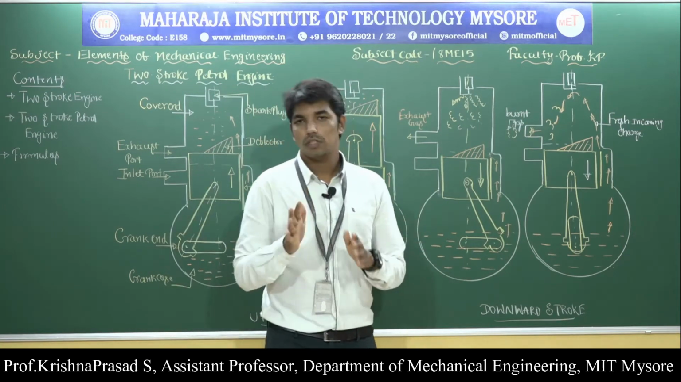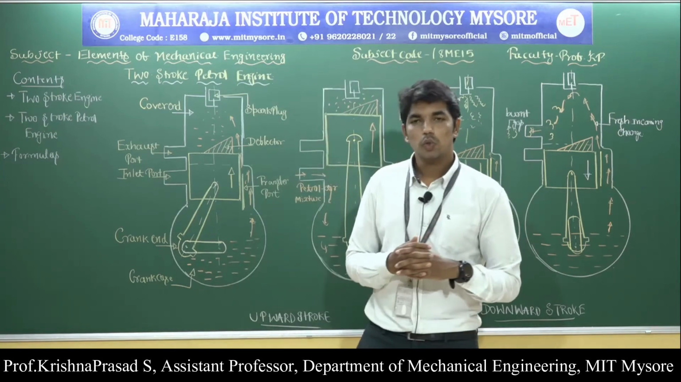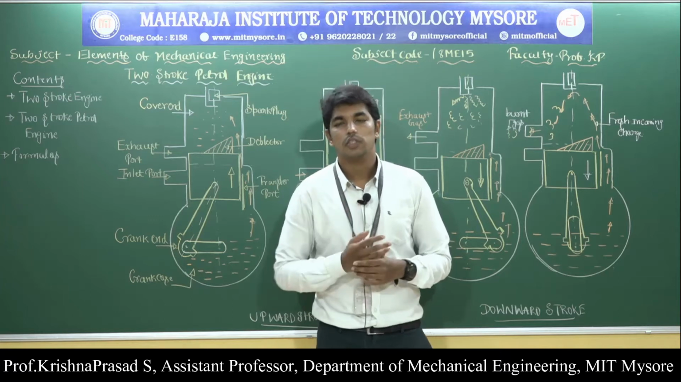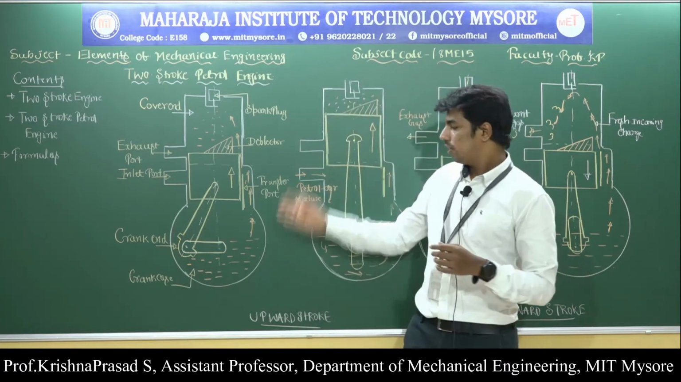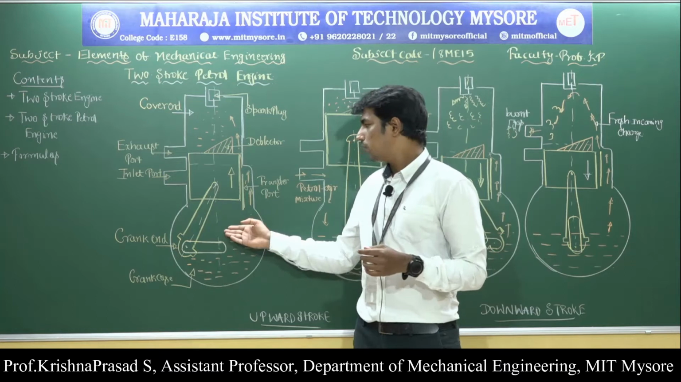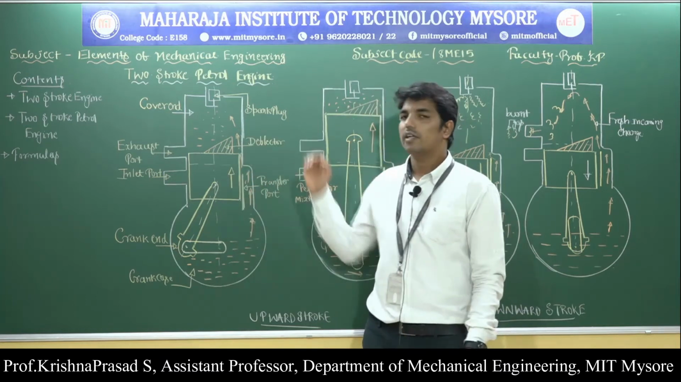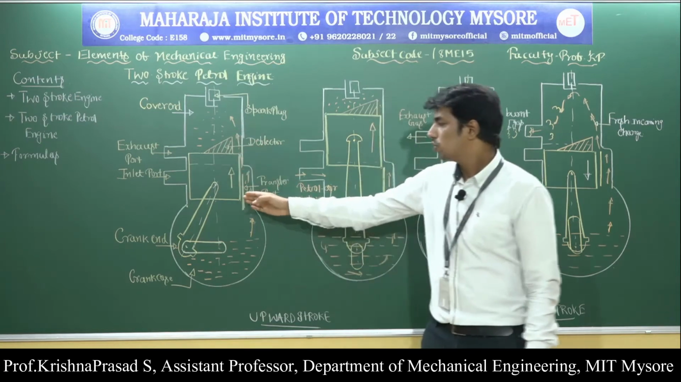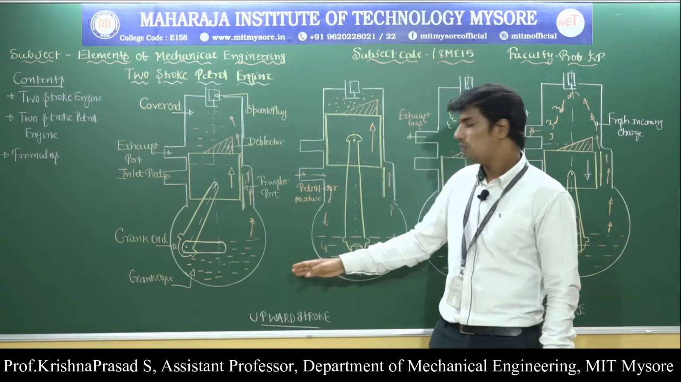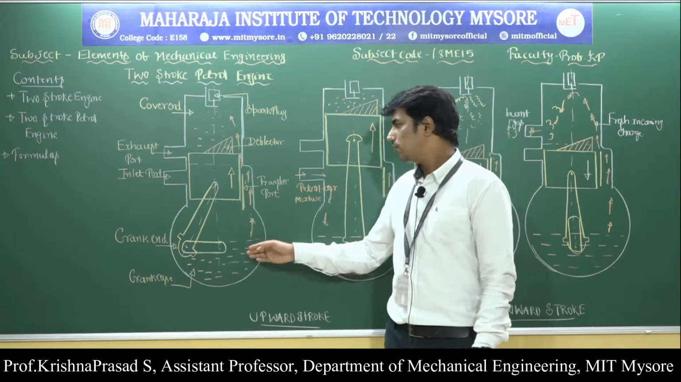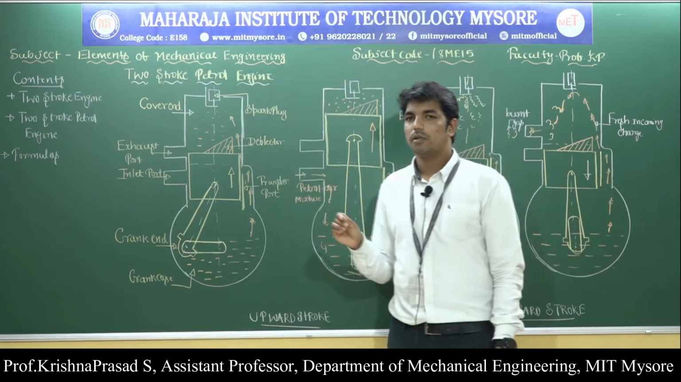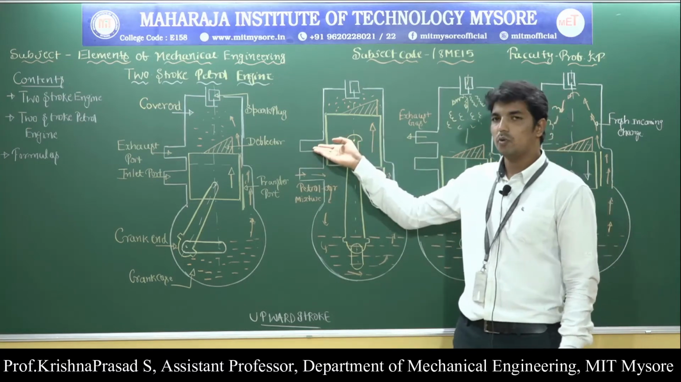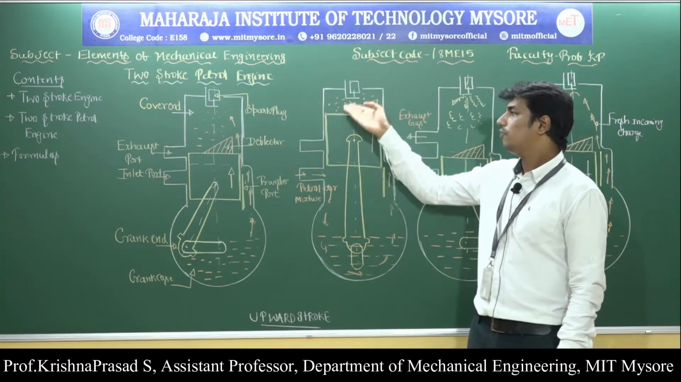Okay, I repeat, what is meant by the two-stroke engine? A two-stroke engine is nothing but a cycle completed in 2 strokes of the piston and 1 revolution of the crankshaft. In the upward stroke, the piston moves from crank end to the cover end. During the upward movement of the piston, first it closes the transfer port, thereby stopping the flow of fresh charge of air petrol mixture from the crankcase into the combustion chamber.